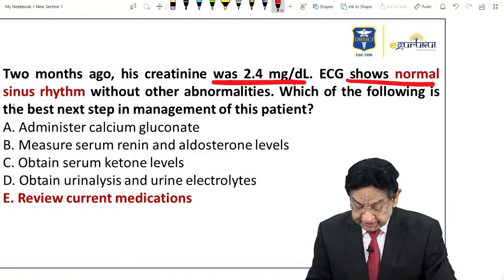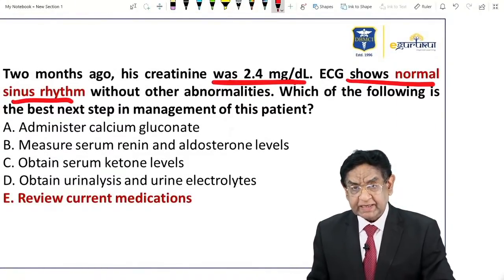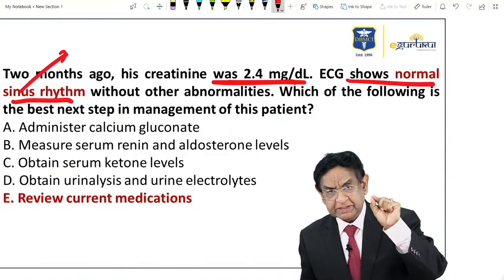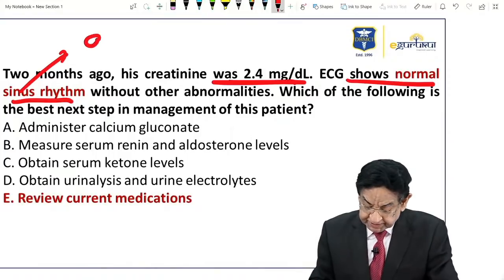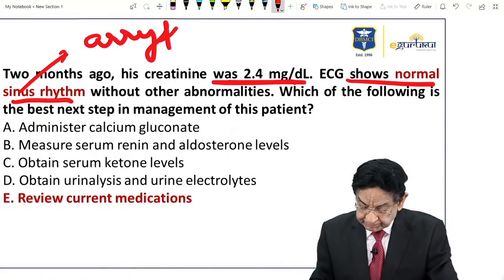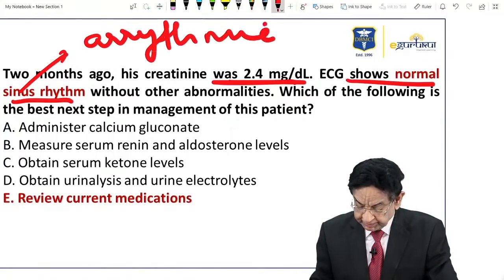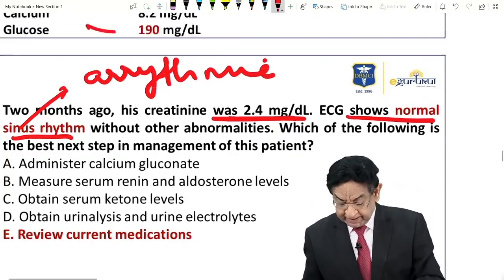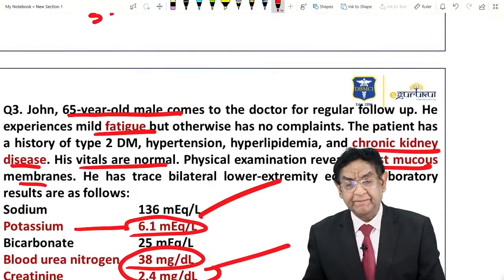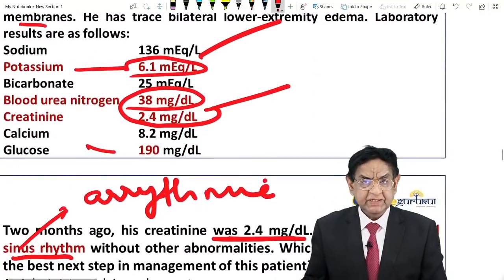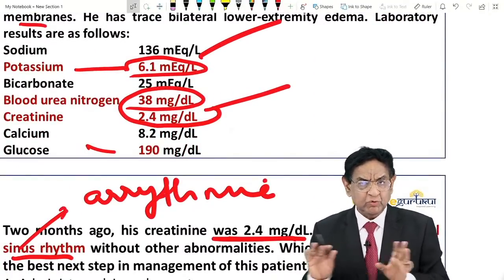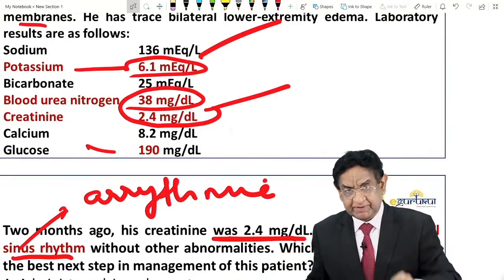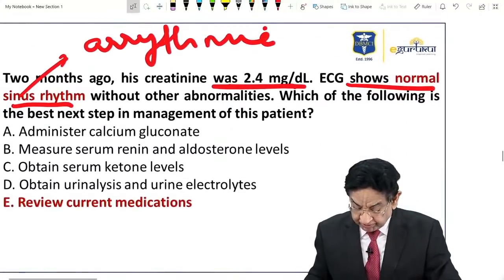Normal sinus rhythm. Remember, potassium disturbance leads to arrhythmias. So with normal sinus rhythm he has ruled that out, although hyperkalemia is there at 6.1. But as such there is no arrhythmia, that means there is no cardiac toxicity as such. This line has a special meaning which I will be discussing later on.